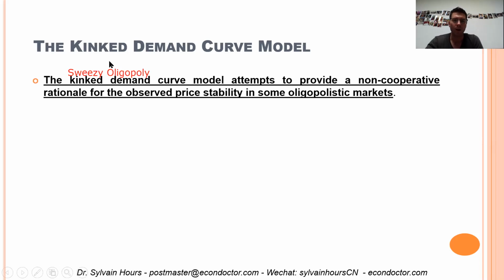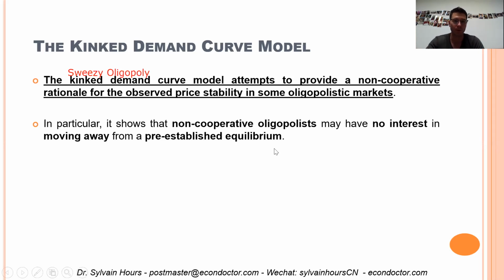Sorry. Okay, so what is the objective? It's really important to understand what this model wants to show. The objective of this model is to provide a non-cooperative rationale, so an explanation, for the observed price stability in some oligopolistic markets. So we have observed that prices are stable. How can we explain it? We could just say that they are colluding. This model provides another explanation. Even when firms compete, there might be some kind of price stability. So how does it work?